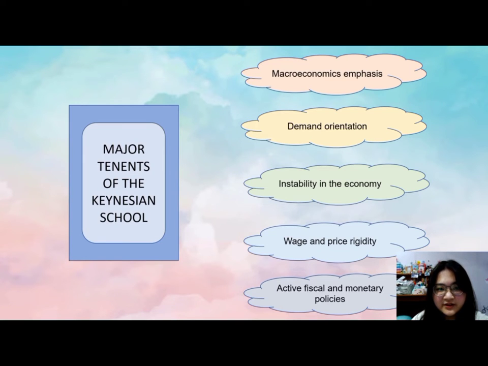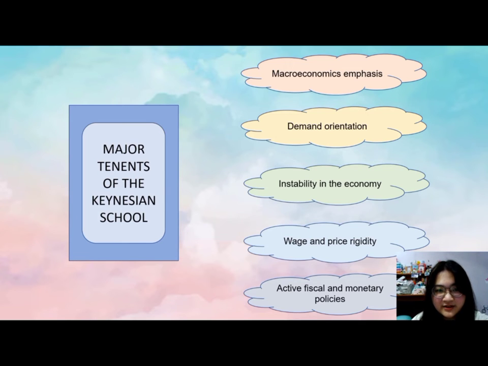Major tenets of the Keynesian school. First of all, macroeconomic emphasis: concerned with the determinants of the total or aggregate amounts of consumption, saving, income, output, and employment, not interested in individual firm decisions. Demand orientation: stressed the importance of effective demand as the immediate determinant of national income, output, and employment. The effective demand establishes the economy's actual output, which is less than the full employment level of output.